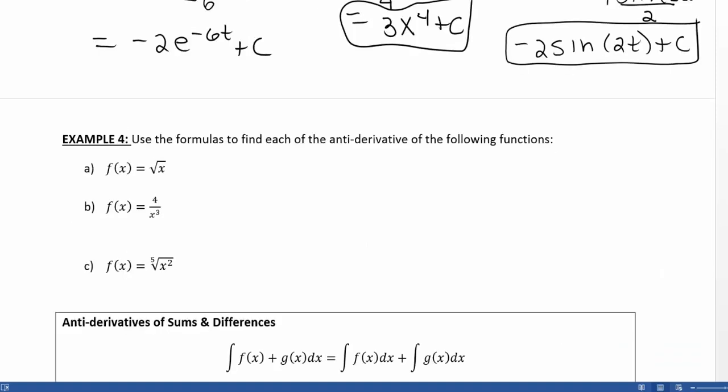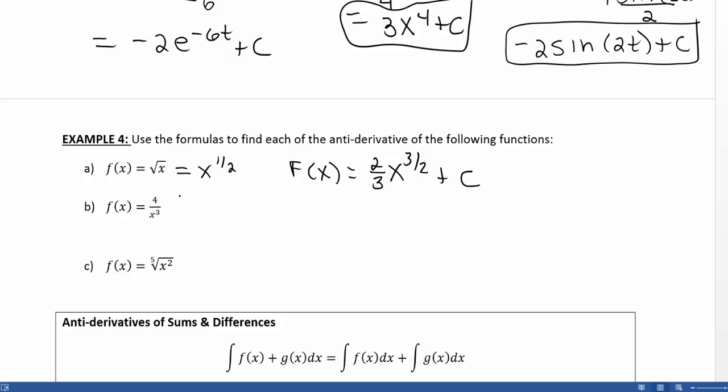Example 4. Use the formulas to find each of the antiderivatives of the following functions. So for each of these, we're going to have to rewrite it before we can find the antiderivative. So the square root of x is going to become x to the 1/2. So the antiderivative of x to the 1/2 means we're going to add 1 to the power, so that becomes x to the 3/2, divided by the new power. So if we divide by 3/2, that's the same thing as multiplying by 2/3. So we get 2/3 x to the 3/2. And we can leave our answer like this.